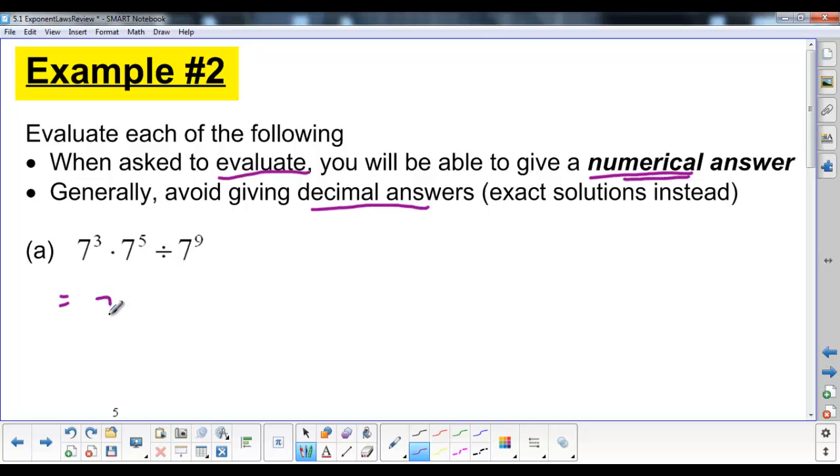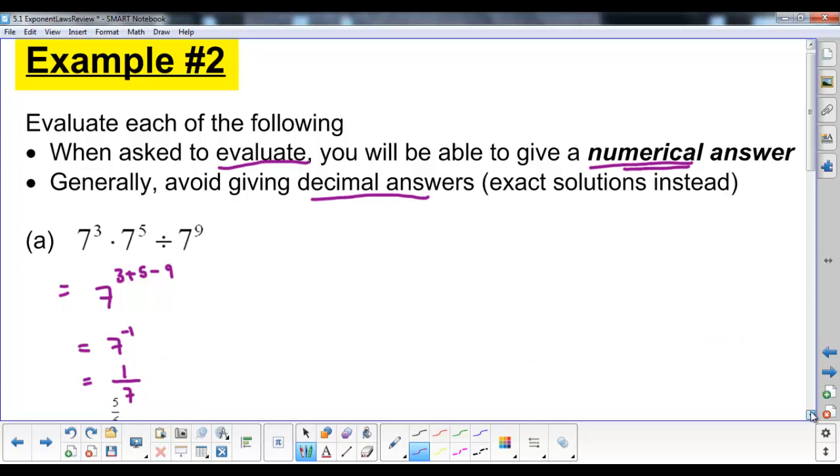So since we have the same base in all cases, I know that I'm going to be adding the exponents 3 plus 5, and then we're going to subtract the exponent 9 because we are multiplying and then dividing. So really, we end up with 7 to the power of negative 1, and if we were to evaluate that, know that because we have a negative exponent, we take the reciprocal and then leave it to the power of positive 1. So 1 over 7 would be our final answer there.